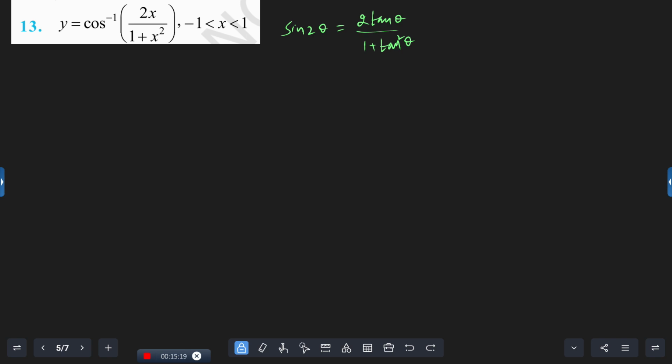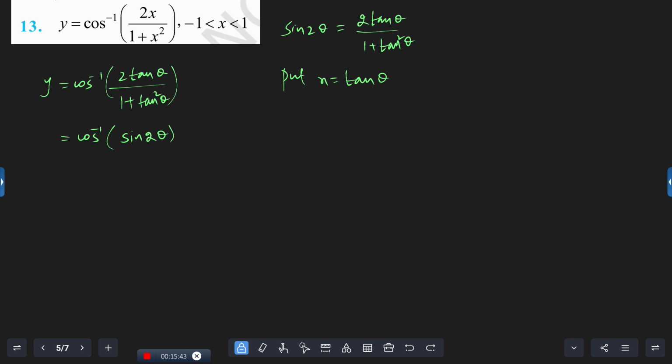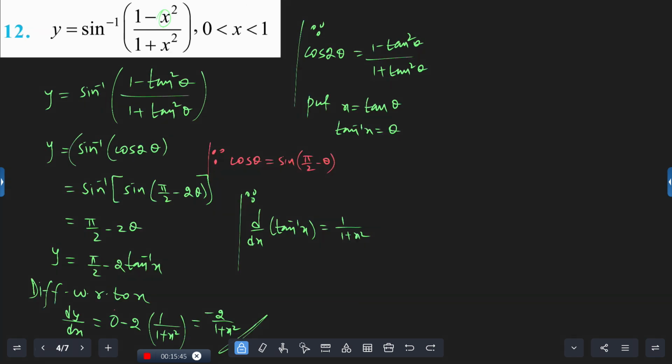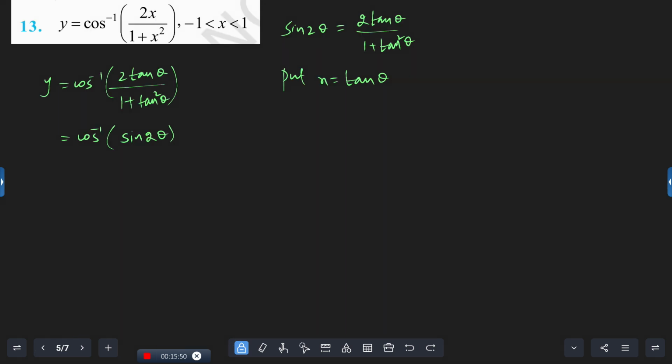Now what are we going to assume then? Put x is equal to tan theta. So that y is equal to cos inverse of 2 tan theta divided by 1 plus tan square theta. So what will you say this is? Sin 2 theta, am I right? It is like the previous one. See the previous one: outside sin inverse, inside cos. This is opposite now: outside cos inverse, inside sin.